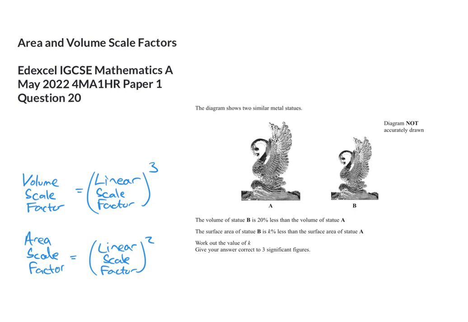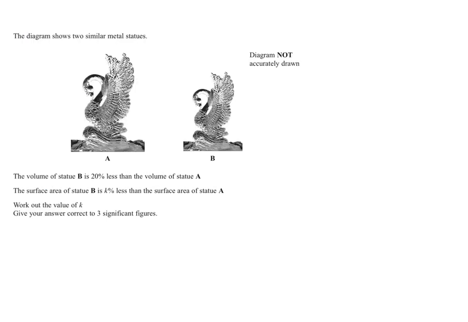There is a relationship directly between the volume and the area scale factors, but I think it's so much easier to always refer back to the linear scale factor and then move from that point. So looking at this question here, we have two similar metal statues. They are not drawn accurately, so please don't take measurements from them. They will be giving you the wrong answer if you do that.